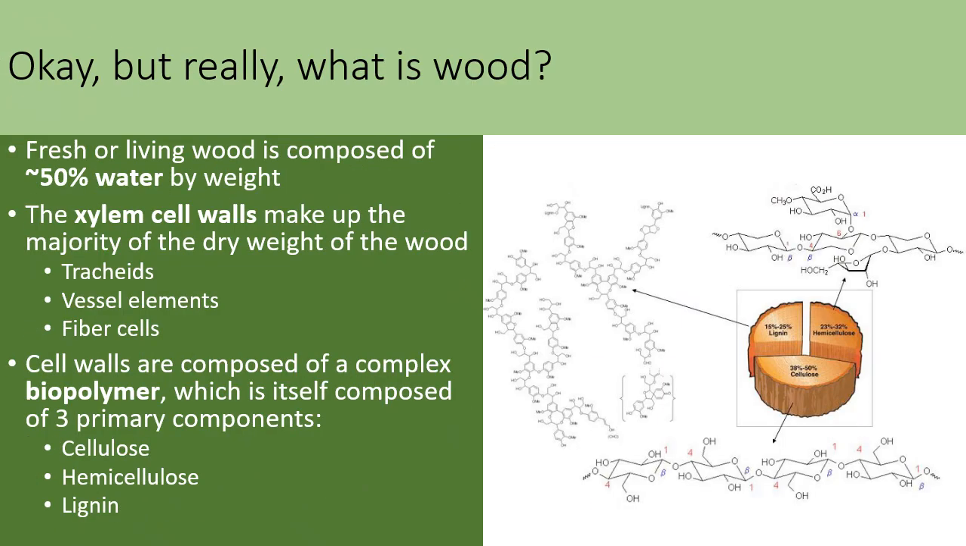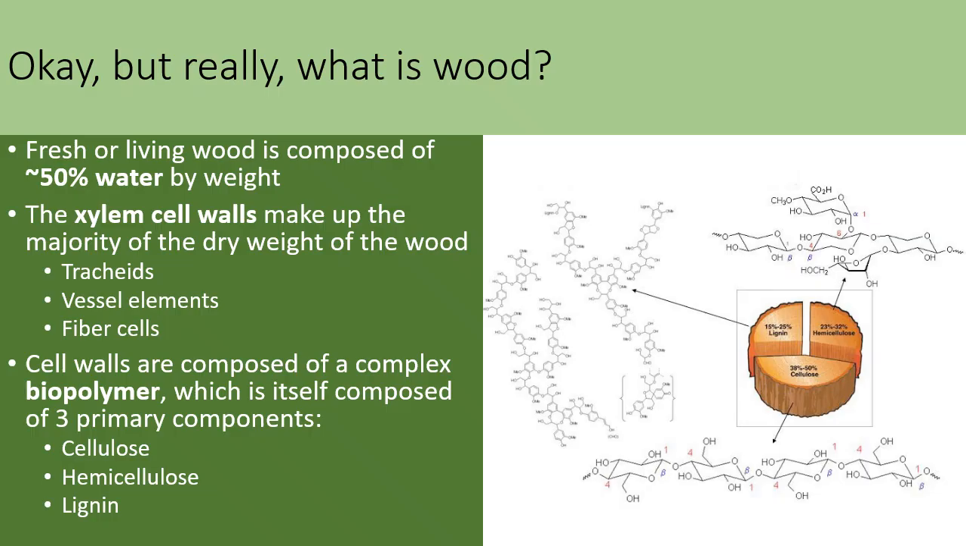So we've talked about the overall gross anatomy of wood, the different layers. We've talked now about the cell types. Now we're getting down to the chemical composition of wood. When you think about a tree that's just been freshly cut down, it's about 50% water by weight. This is one of the reasons why fresh firewood doesn't burn very well. You have to let your firewood dry for about a year in order for it to burn well.